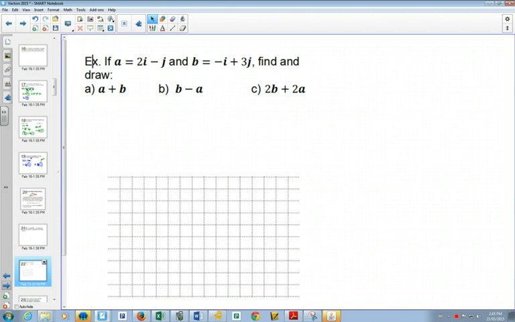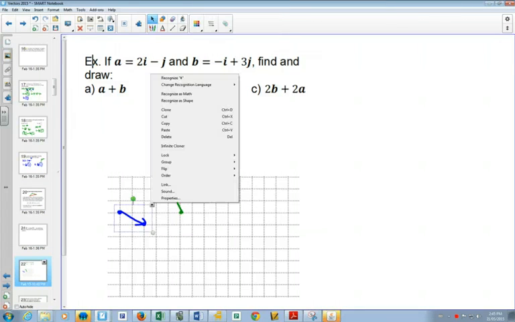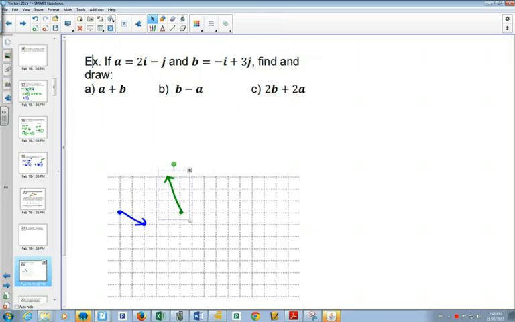Now adding vectors, we're going to draw this out to see what this looks like. Vector A is 2i, so that would go 2 in the x direction, minus 1j. There's our vector A. Vector B, doing a different color here, is negative i, so that's 1 backwards, plus 3j. Those are our two vectors. So I'm going to just clone them here.